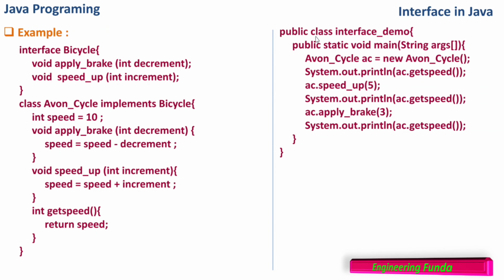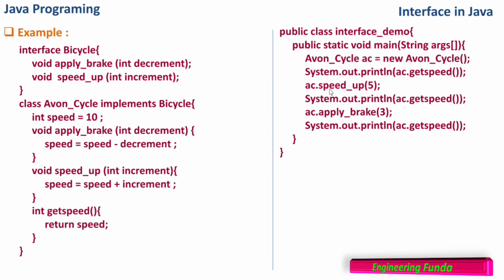So here now we have a public class interface_demo which has public static void main, String args. We have created an object ac of the class a1_cycle with a1 new a1_cycle. Now we are adding System.out.println(ac.getSpeed()). So getSpeed will get the speed. That means it will return the speed. The speed value default is 10. So it will return 10 and 10 will be printed here.